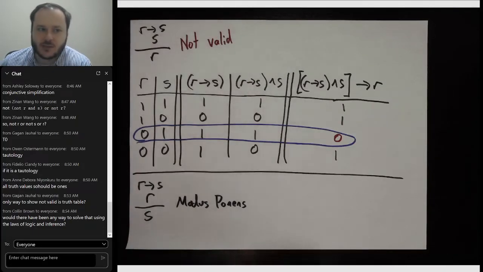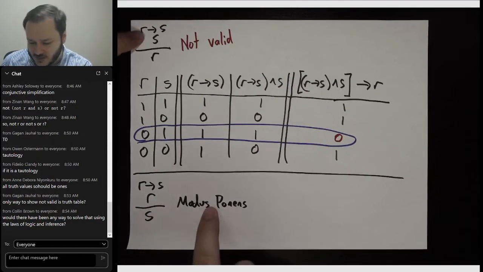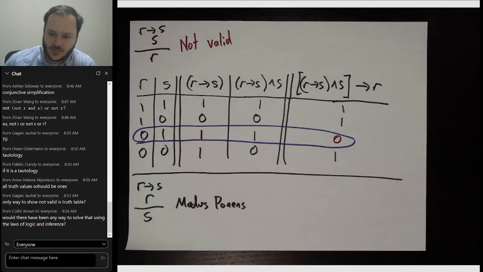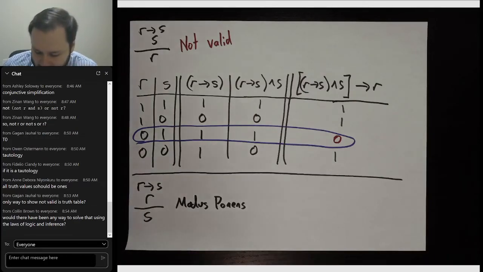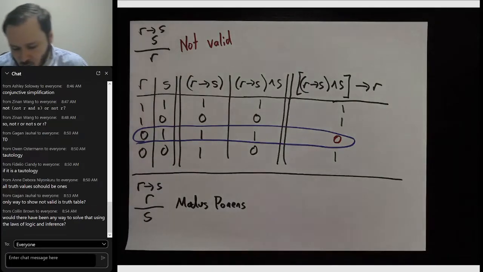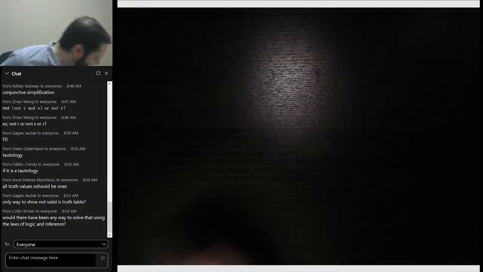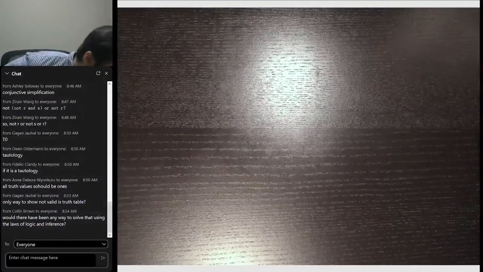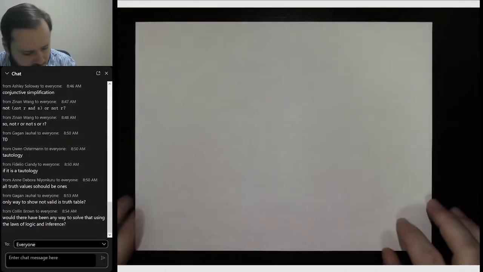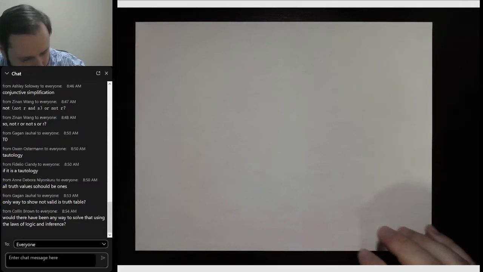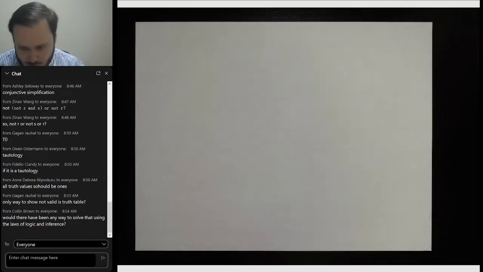So logic is tricky, right? These are different. One of them's valid, one of them's not. That's why we have to be really careful thinking about these things. So what was going on under the surface in this example is a really common mistake. And it has to do with confusing a statement with a different statement.